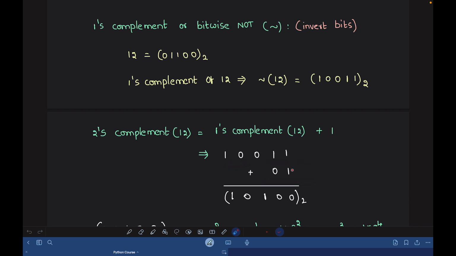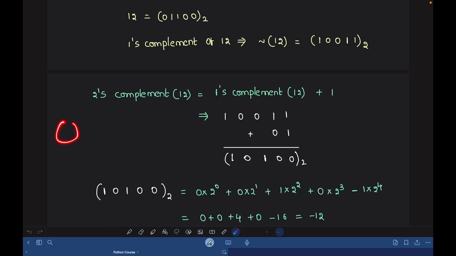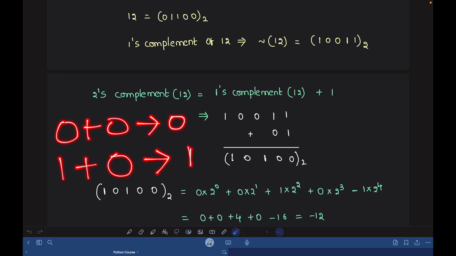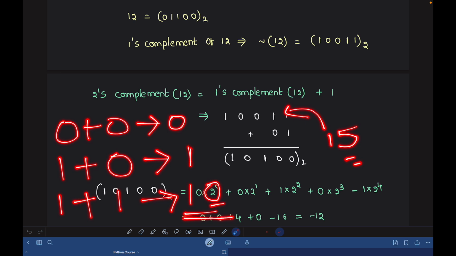Just like how we do normal addition with decimal numbers, even in case of binary numbers, we'll have something called sum and carry. So when you add two bits 0 and 0, the value will be 0. And if you add bit 1 with bit 0, the value will be 1. Now if you add bits 1 plus 1, the value will be 10. Just like when we add decimal numbers, let's say we get a sum 15, we keep the value 5 and we take 1 as carry to the left position. Similarly, in case of 10, we take value 0 and we send this carry 1 to the left position.